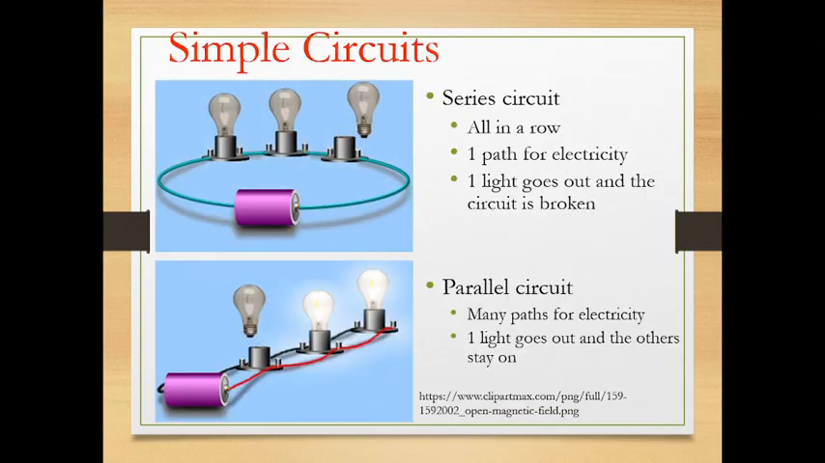Guys, if we're talking about simple circuits, let's discover this. Series circuit: all in a row, one path for electricity, one light goes out and the circuit is broken. And in the second picture we can see a parallel circuit. Many paths for electricity, one light goes out and the others stay on. It's also really simple to understand how simple circuits work.